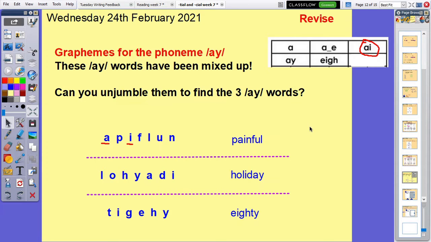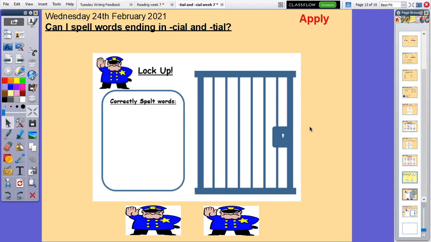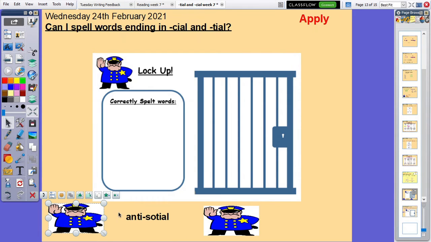Okay, we're moving away from anagrams today though. So here is a lock-up activity. I've got our police officers here, and they are going to be locking up words. The first incorrect word that we have here is antisocial. The first thing you have to do is decide, is this word correctly spelt? Does it look right? No, it isn't correct. If I wasn't sure, I could look it up in the dictionary, but I already know that's not right.